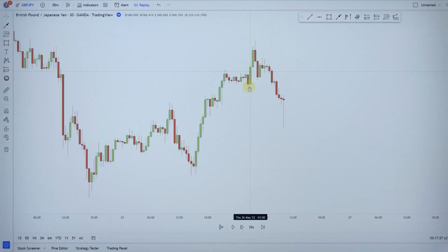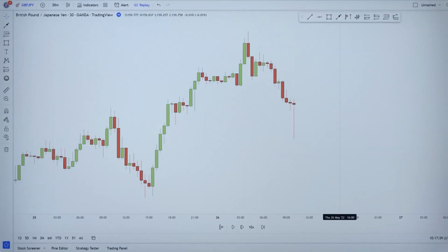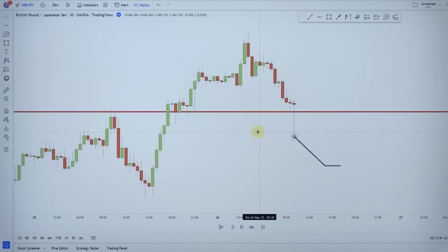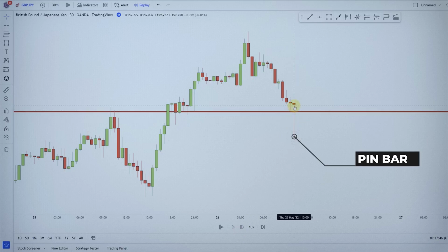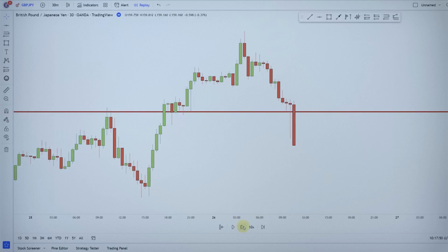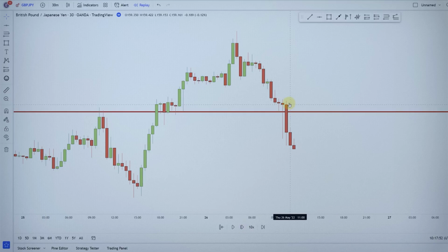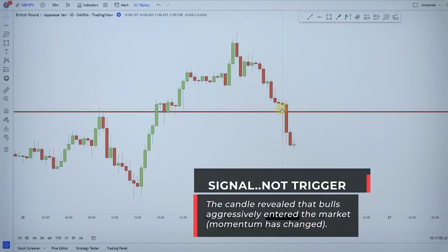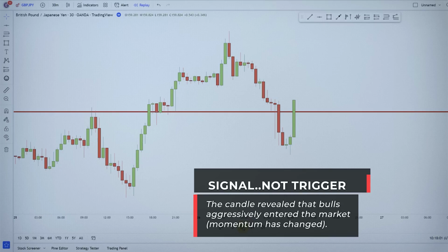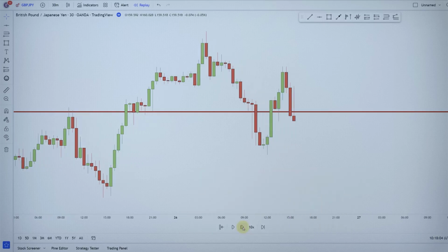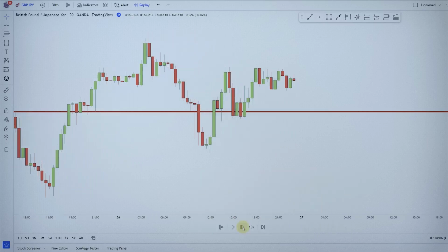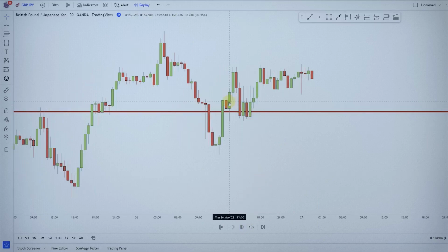For example, you see a good rally to the upside, and you have a pullback, and you're looking to get long, and you find this pin bar with a large wick, and you consider this as a trigger candle, and you enter, and then you're stopped out. But that was a signal candle. It told you that bulls aggressively entered the market, that something might happen, but that wasn't an instant buy. The trigger candle still has to occur for you to enter the trade.